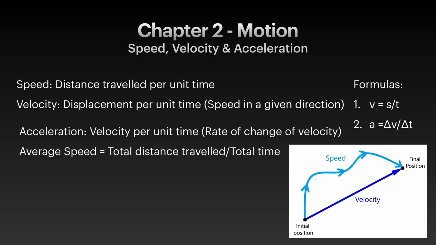Next, we have speed, velocity, and acceleration. Speed tells us how fast something is moving, while velocity also tells us the direction. For example, if a car moves at 60 km per hour towards the east, that's its velocity. Acceleration is the rate at which velocity changes. It could mean speeding up, slowing down, or changing direction.